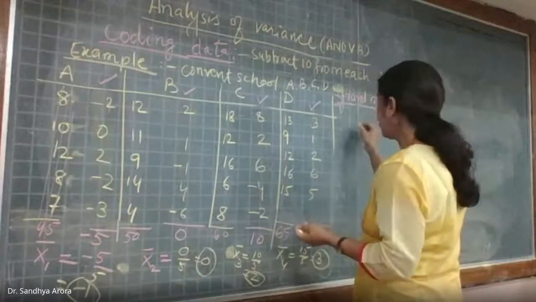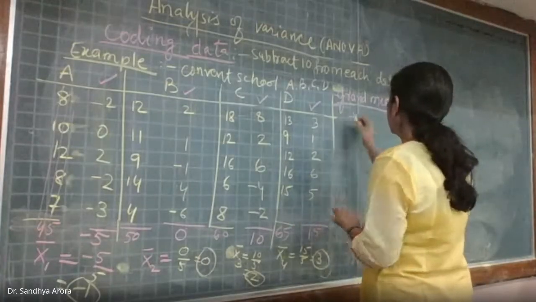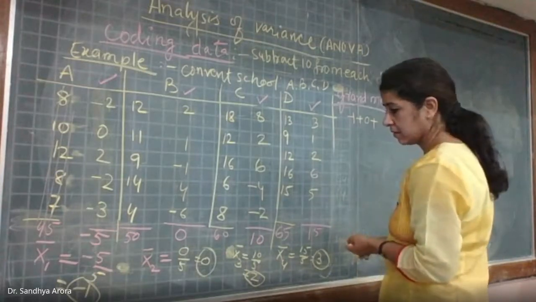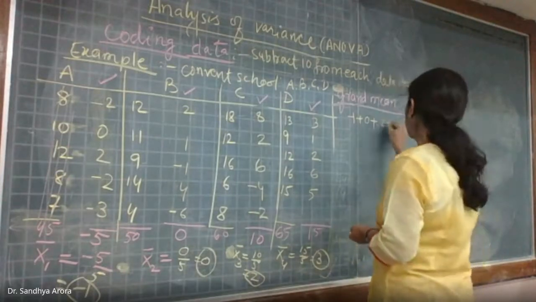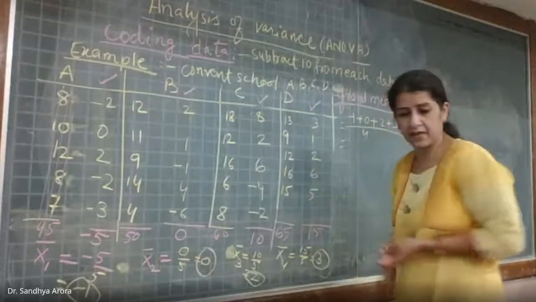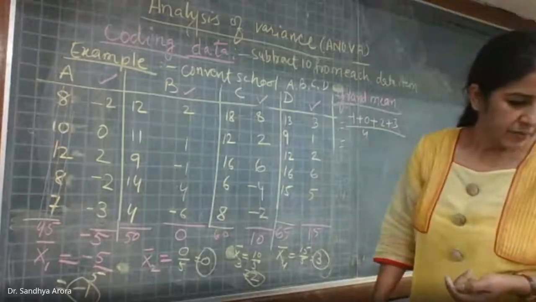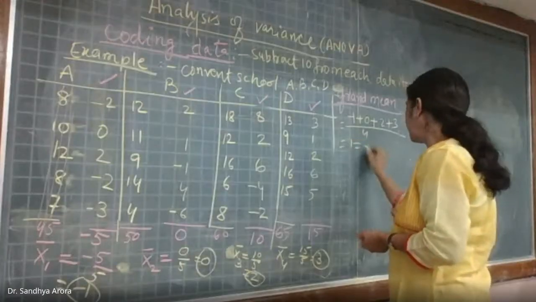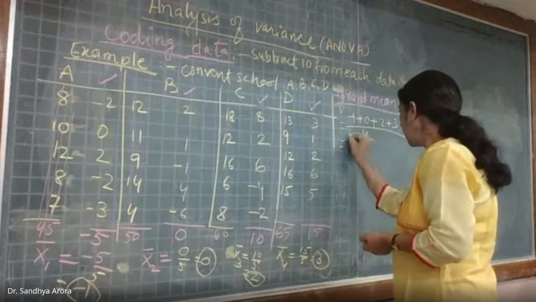Grand mean is the sum of all means divided by the number of means. Sum of all these: -1 plus 0 plus 2 plus 3, divided by how much? 4. Correct. So this is 4 by 4, which is 1. Yes. So this one is the grand mean.